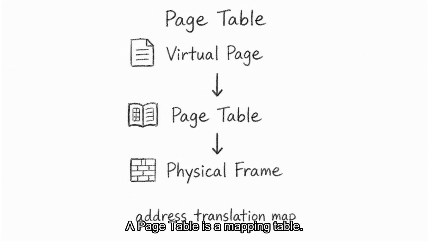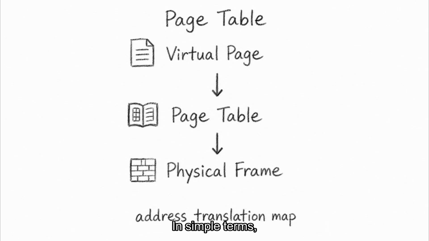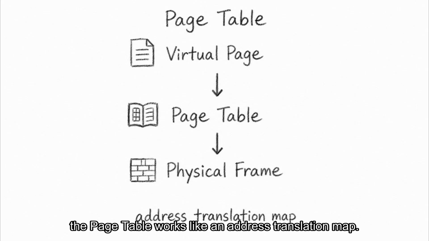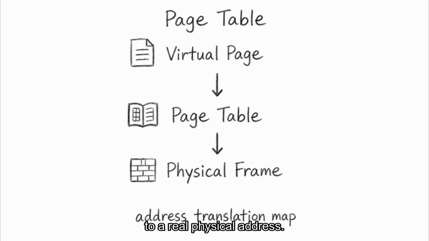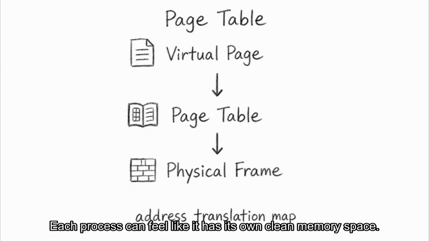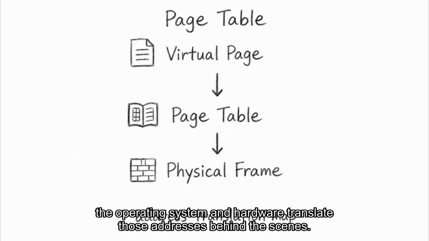A page table is a mapping table. It tells the system which page is stored in which frame. In simple terms, the page table works like an address translation map. The process thinks it has its own memory space, but the operating system maps the virtual address to a real physical address. It's really important. Each process can feel like it has its own clean memory space, but in reality, the operating system and hardware translate those addresses behind the scenes.